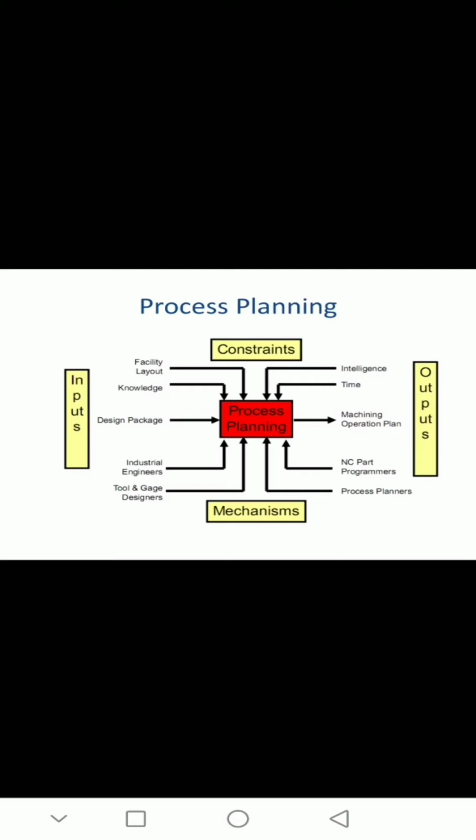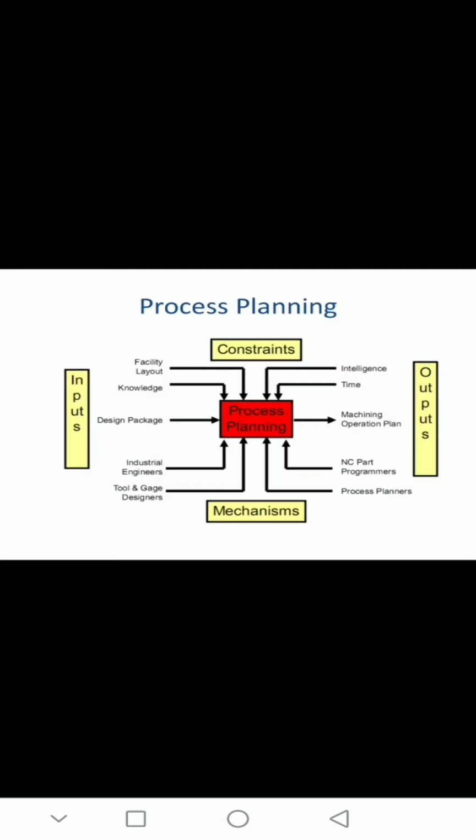The mechanisms are the industrial engineers. The knowledge of the industrial engineer has to be shared, and the tool and gauge designers, the NC part programmers, and the process planners are required to do the process plan. These are the mechanisms, that is engineers, tool and gauge designers, NC part programmers, and planners.